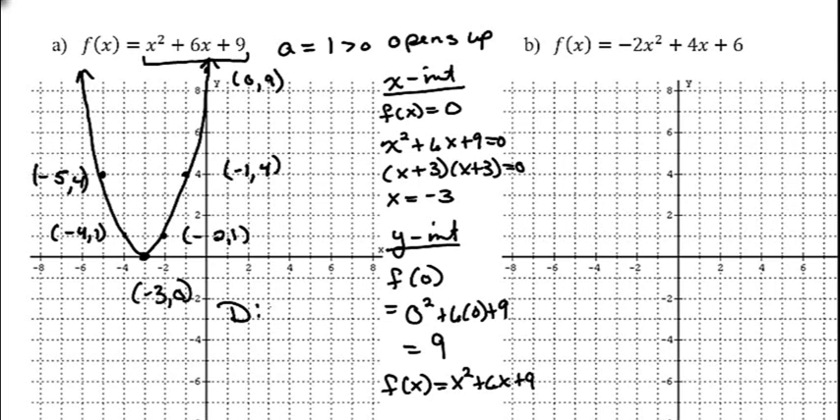And the domain, all parabolas have a domain of negative infinity to infinity. And the range is from the vertex on up when they're opening up. So that's going to be from 0 to positive infinity.